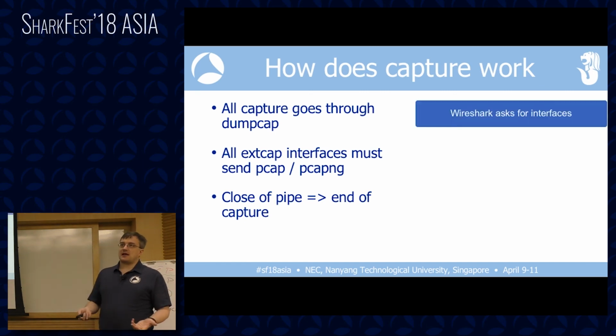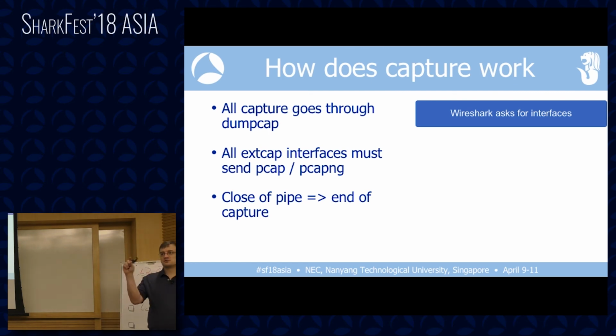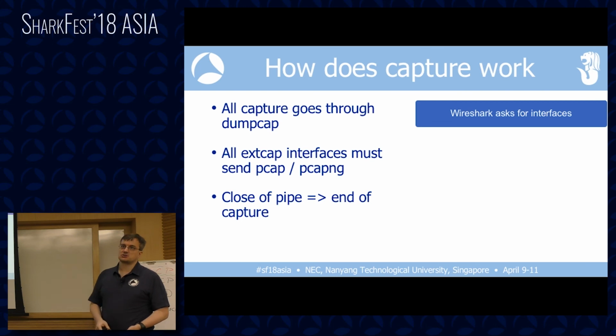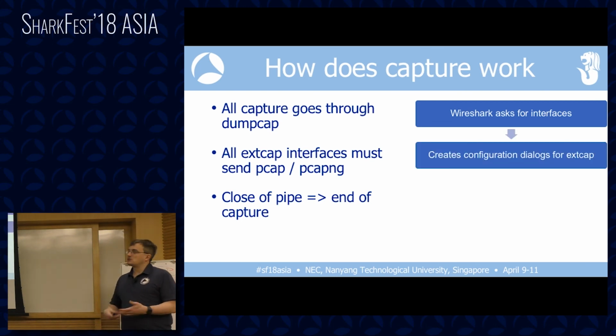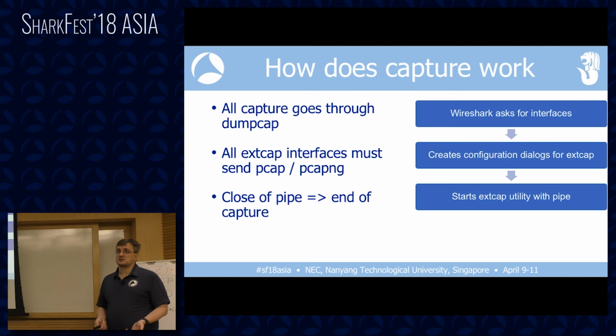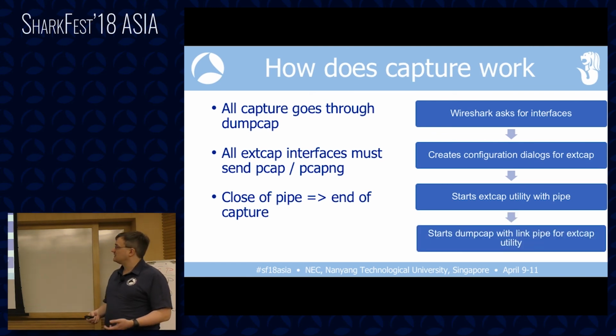So how is it all happening? Well, Wireshark, when it boots up, asks for interfaces. That's the stuff you see at the start of Wireshark. There's a loading all interfaces message going through, or at the bottom at 2.4. It then creates configuration dialogs for all the interfaces, especially for extcap interfaces. And then it starts the utility with a pipe. And extcap then uses dumpcap to create the information.